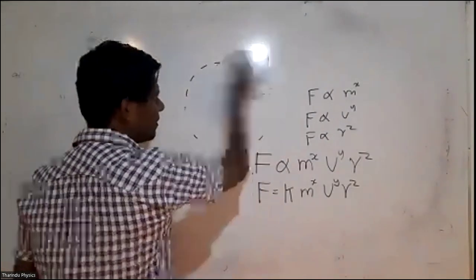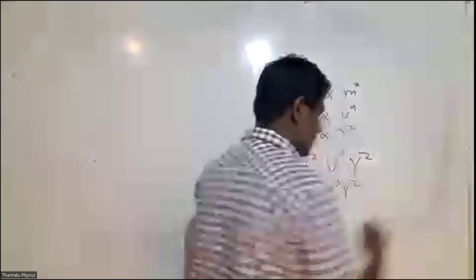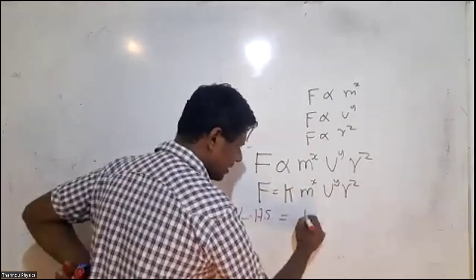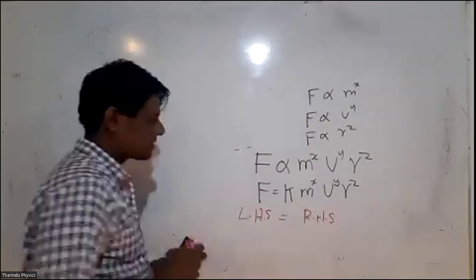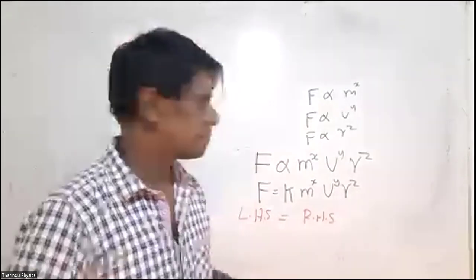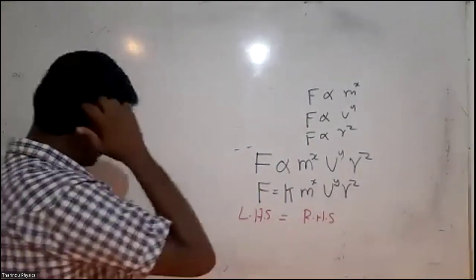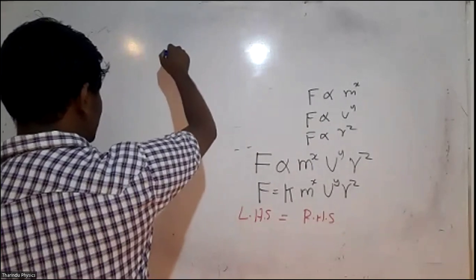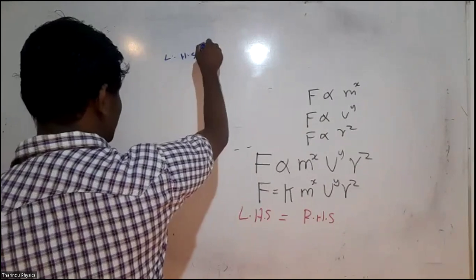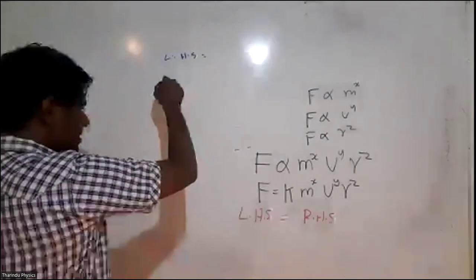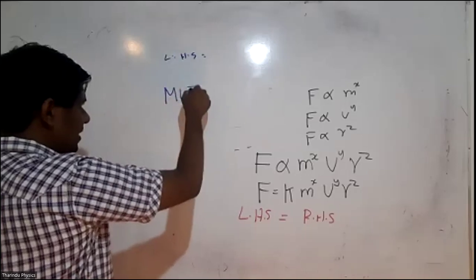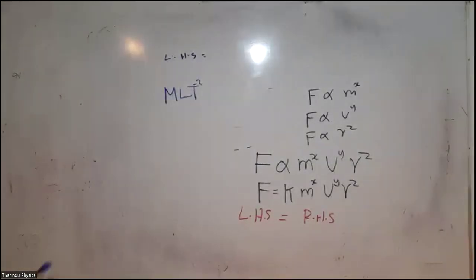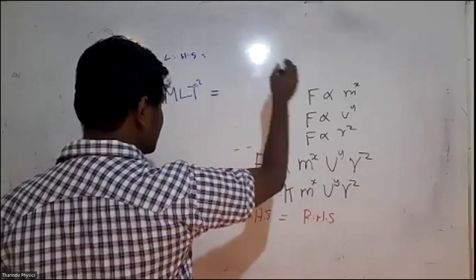Okay, this is really very easy. You have to check the correctness of dimension in the left hand side and the right hand side. If the dimensions are equal, definitely the equation will be dimensionally correct. Let's see. So the left hand side, you can see F, the dimension is M L T to the power minus 2. And in the right hand side, it is what?